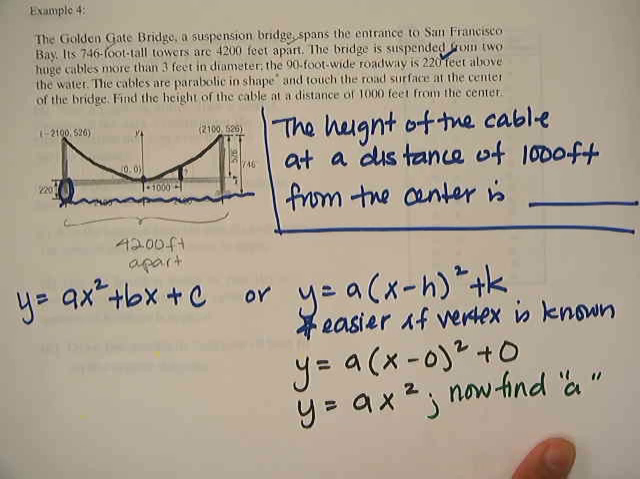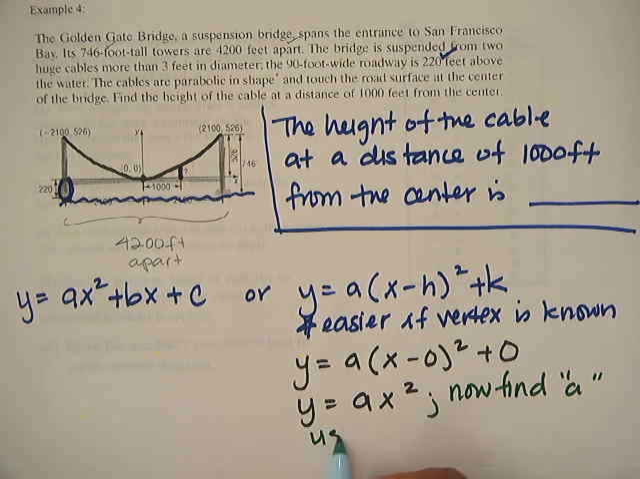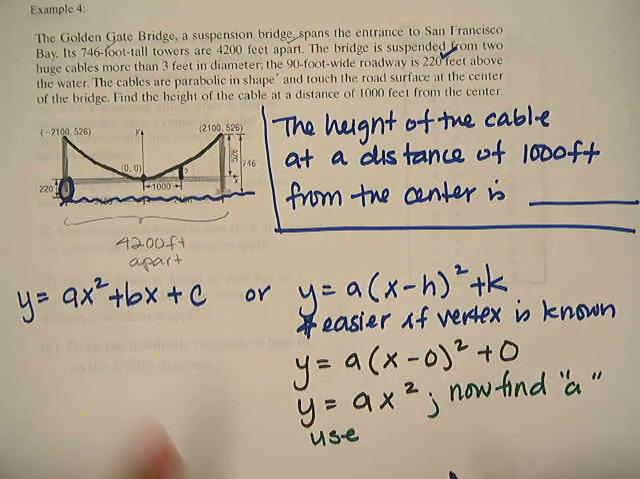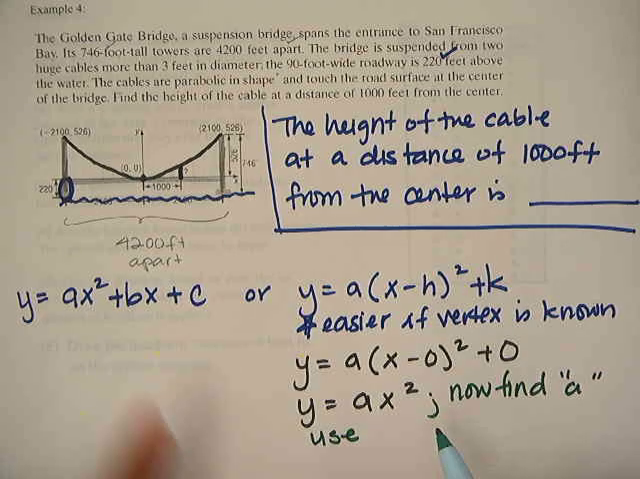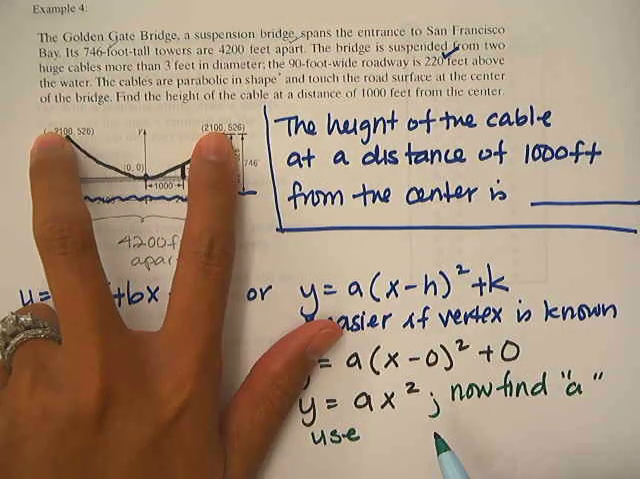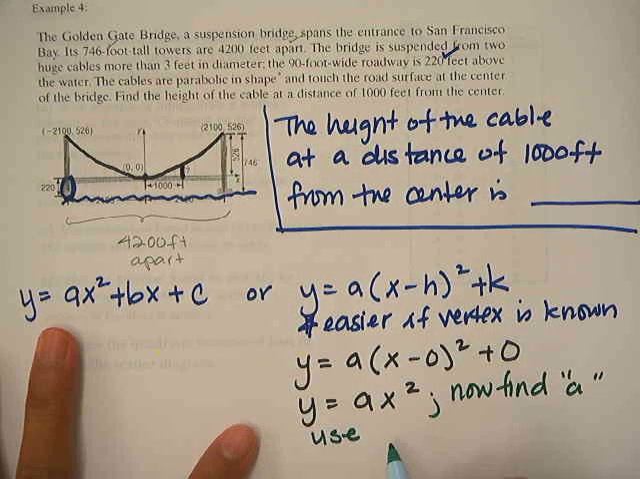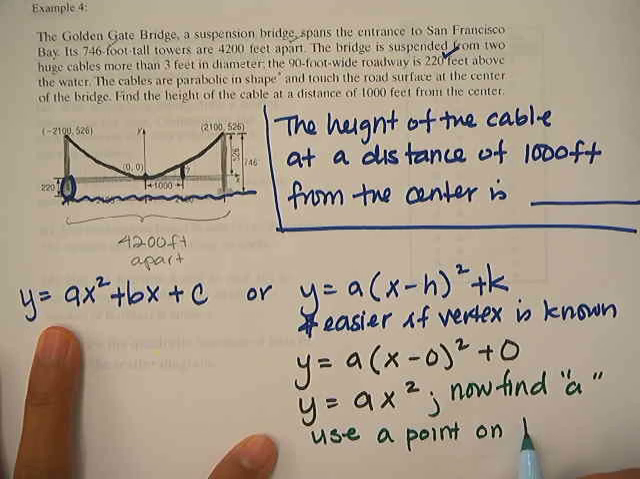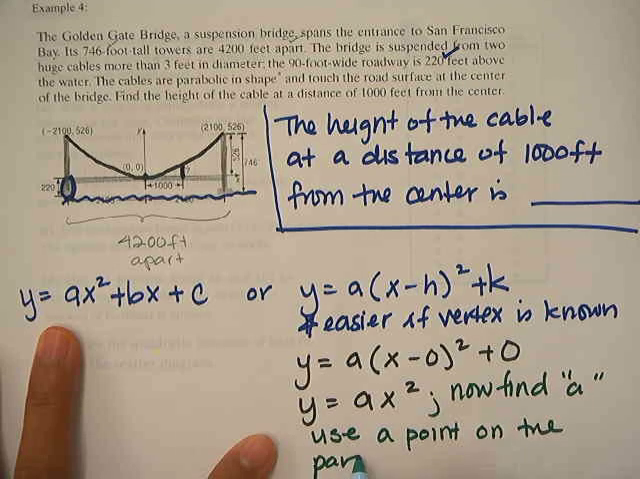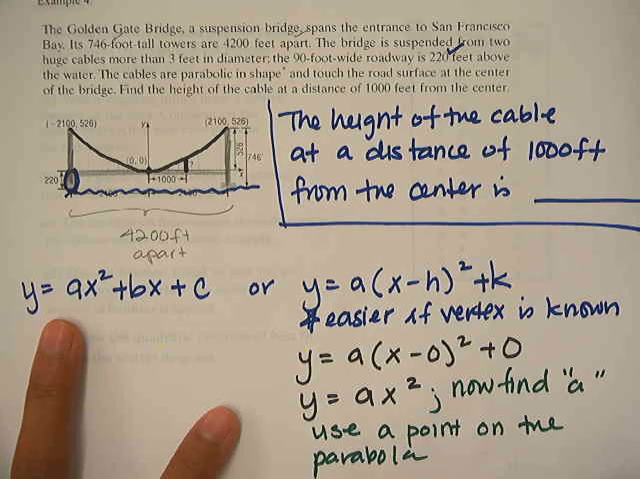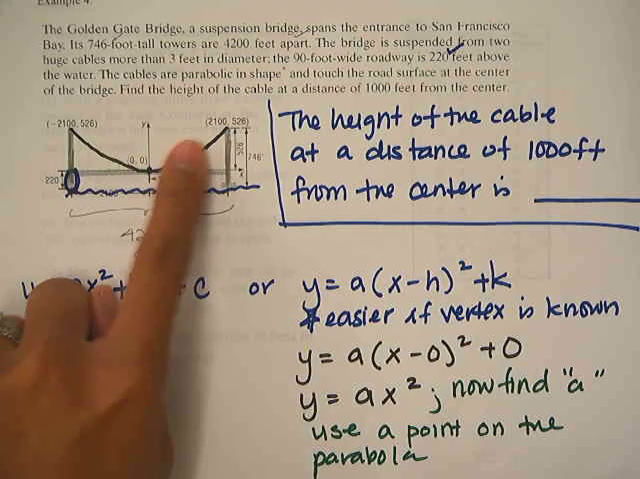Okay, so to find a, use one of the points that's on the parabola that's not already used. We've already used the vertex, so we can't use that again. So I can either use this or that over there. So use a point on the parabola. And the most important thing is that it cannot be used already.